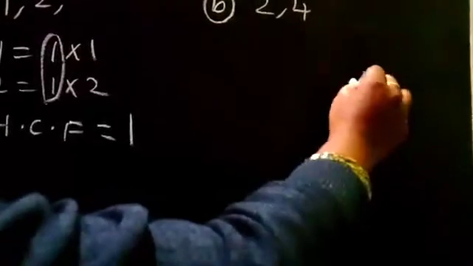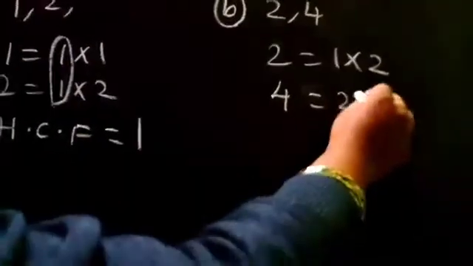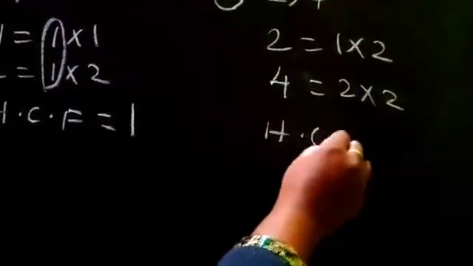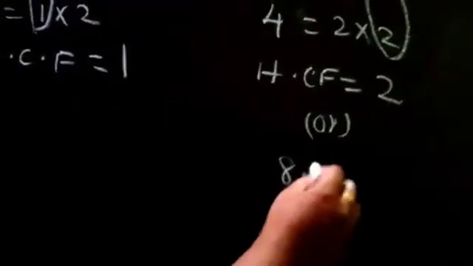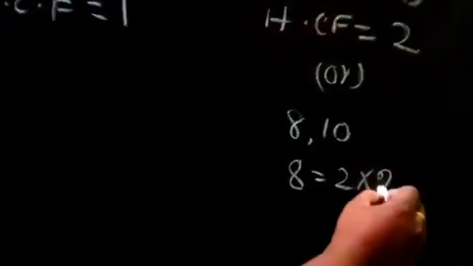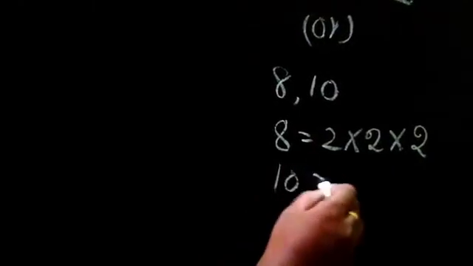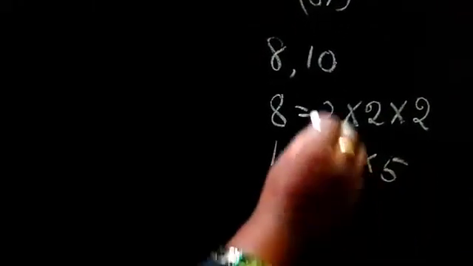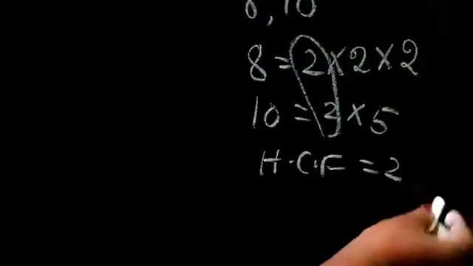So 2 can be written as 1 2s are 2. I will write like this. 1 2s are 2. So 4 can be written as 2 2s are 4. So what is the HCF in this? 2 is common, so 2. Or for example, you take 8, 10. So 8 can be written as 2 2s are 4, 4 2s are 8. 10 also can be written as 2 5s are 10. So what is common? 2 is common. So our HCF is 2.